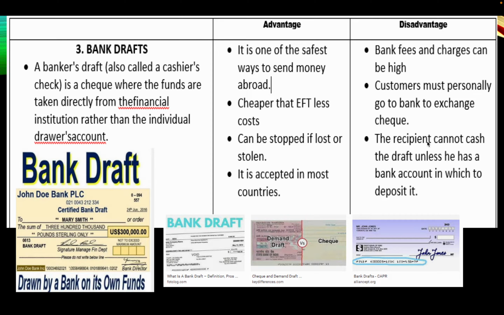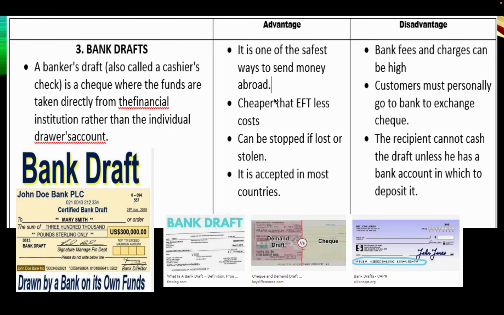The recipient cannot cash out the draft unless he has a bank account with which to deposit in. So it says the recipient cannot cash the draft unless he has a bank account. Unless you have a bank account at that bank, you cannot take it, unless there is a bank account in which to deposit that money.